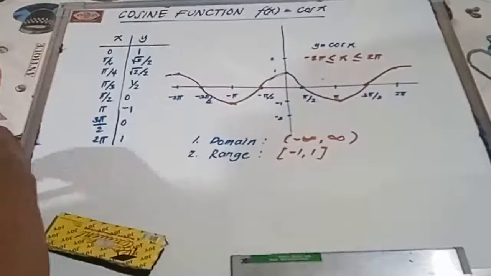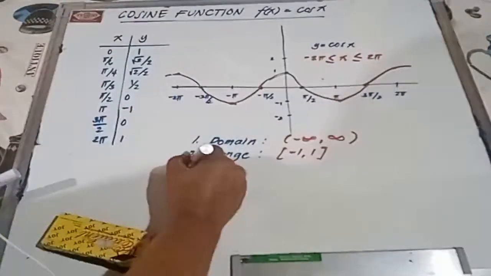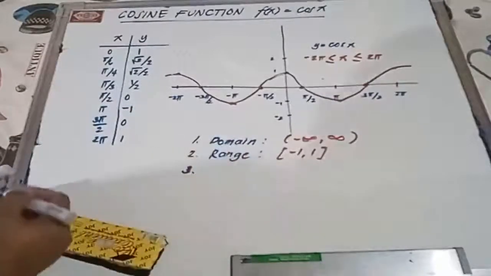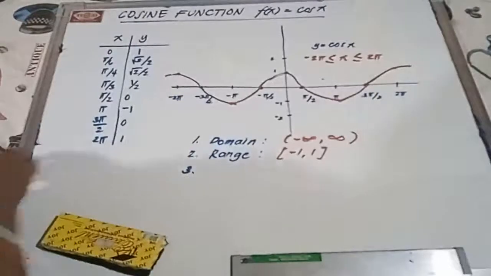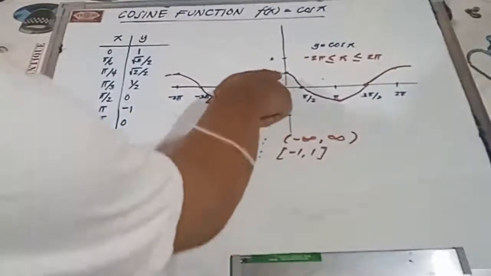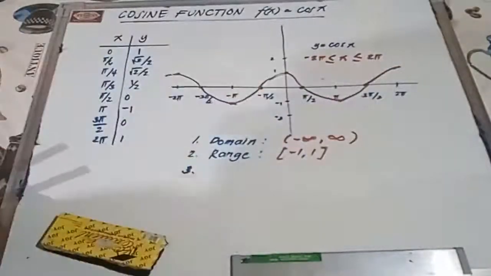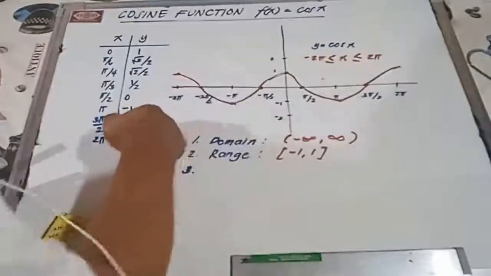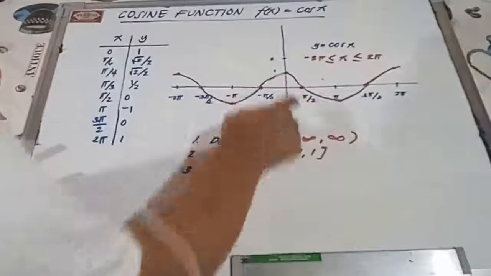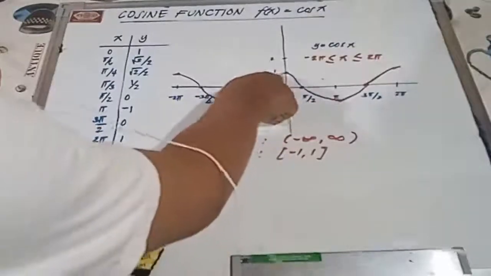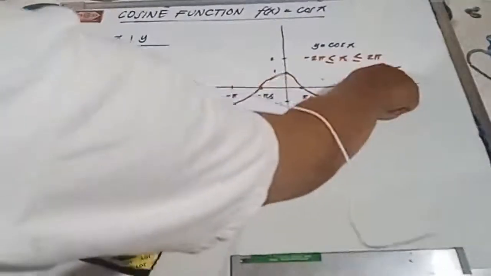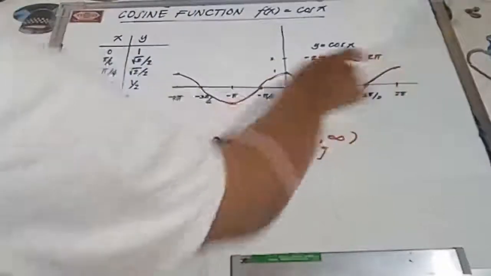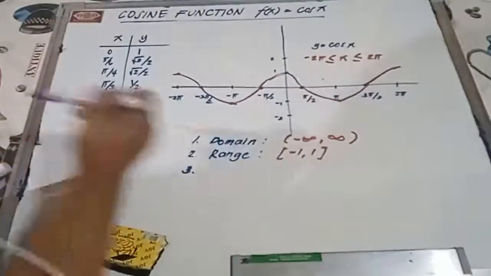And then the period, mauulit ulit yung kanyang cycle after 2 pi. Ganito. From here, 0, ayun yung 2 pi, doon ulit siya na ulit. Okay? Actually, mag-extend pa siya dito, pero yung values ng x natin is from negative 2 pi to 2 pi. Okay? Pero dito, ang kanyang period is from 0 to 2 pi, na ulit-ulit yung kanyang position. Okay? Ang kanyang period ay 2 pi.